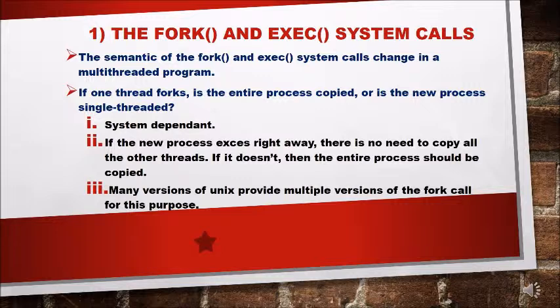The fork and exec system calls. The semantics of the fork and exec system calls change in a multi-threaded program. If one thread forks, is the entire process copied, or is the new process single-threaded? 1. System dependent. 2. If the new process exits right away, there is no need to copy all the other threads. If it doesn't, then the entire process should be copied. 3. Many versions of Unix provide multiple versions of the fork call for this purpose.